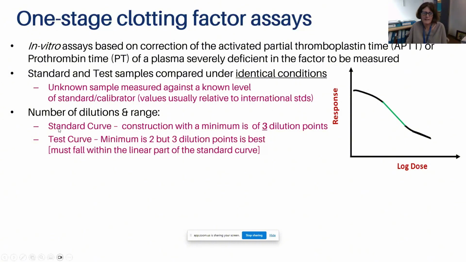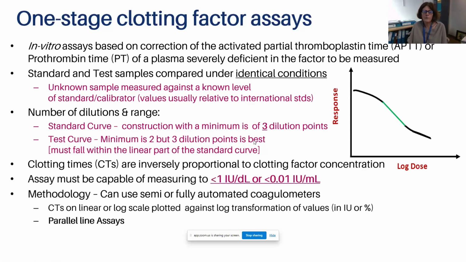So we make a standard curve, and we have 3 dilutions, which is the minimum that we can use. If we use an automated coagulometer, they'll have 8 dilutions. But if we're going to use a water bath, we need test tubes. We've got our standard calibrator, and we make 3 dilution points, usually 1 in 10, 1 in 20, 1 in 40. Then we do exactly the same thing with our patient.